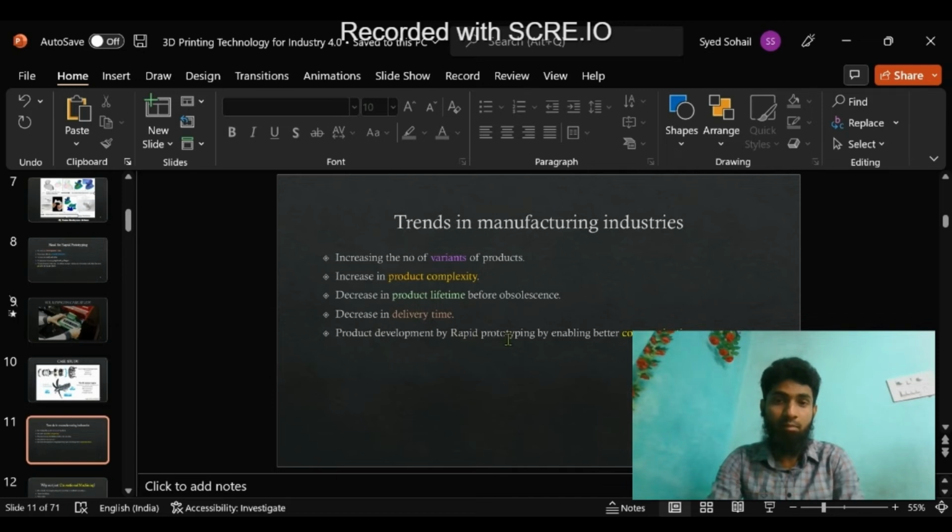Product development is driven rapidly by enabling better communication. In the design team, you have to have good communication, and between the design team and the management team as well.